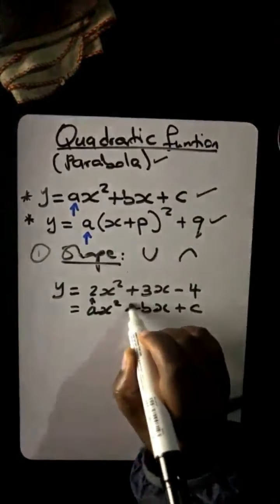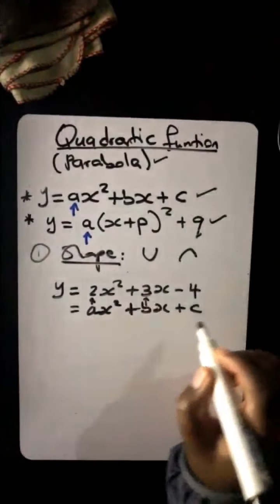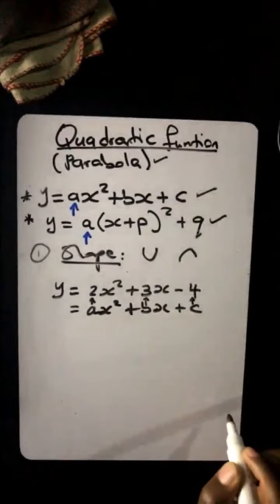I hope you know very well. Let's see, our b is 3, our c is -4.